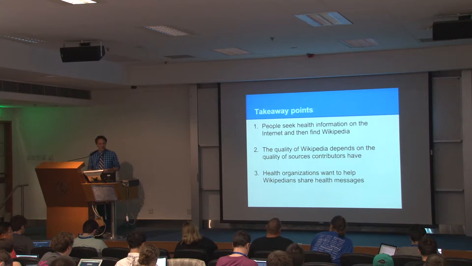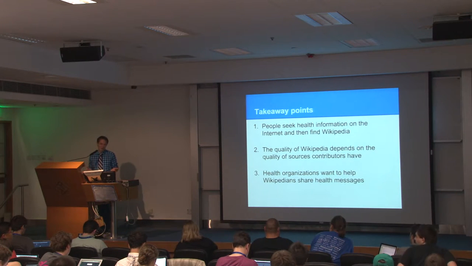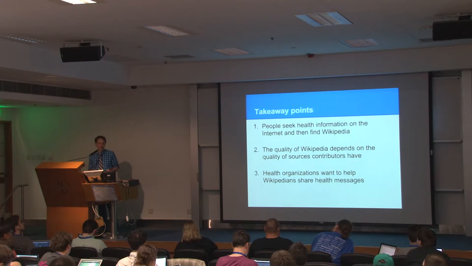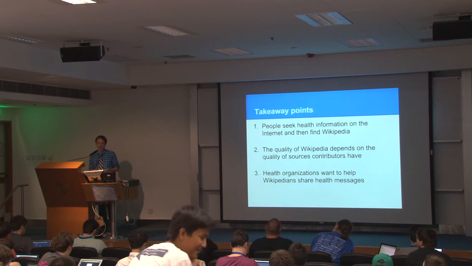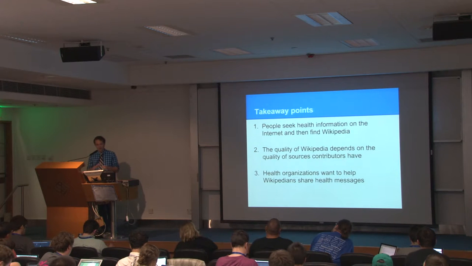There are a lot of organizations that would like to be sharing health messages on Wikipedia, including governments, research foundations, and all kinds of scholarly organizations. I think they would appreciate hearing that the public actually wants access to these things, and they need to come to realize that if content isn't open access, then it really does hurt communities.